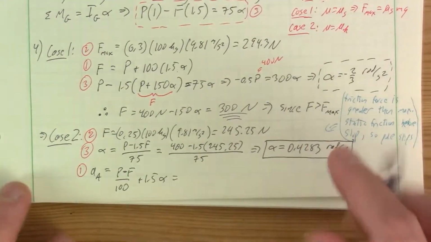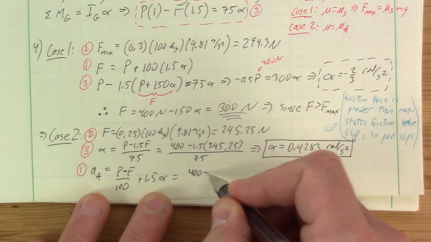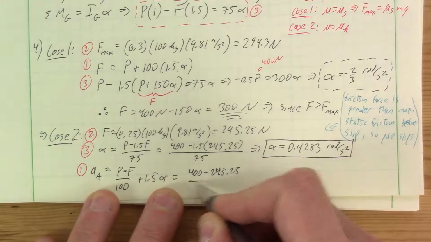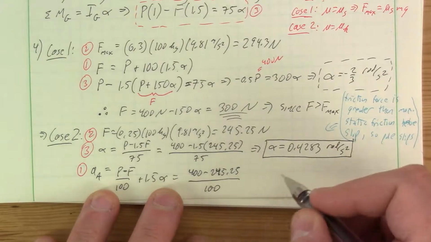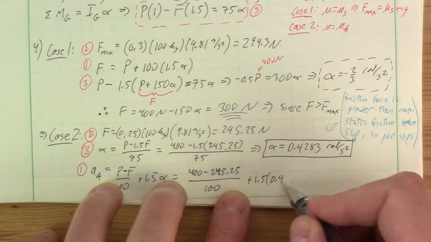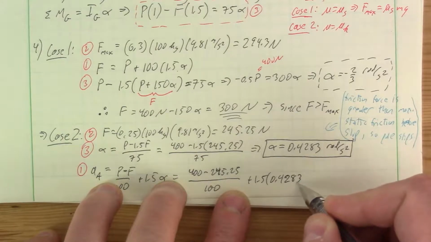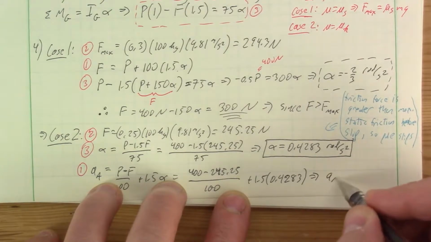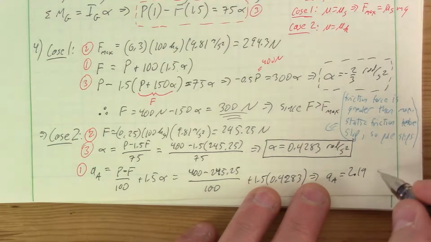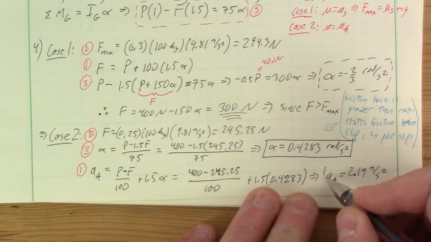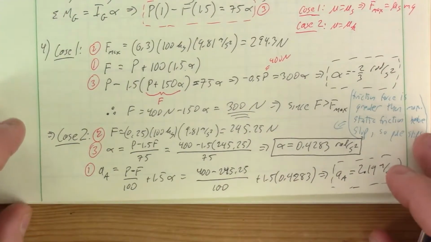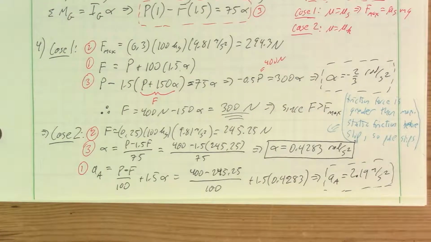Plug all that in, so this is going to be 400 minus 245.25, divide that by 100, add 1.5 multiplied by the alpha that we just found, 0.4283, and we get the acceleration of A is 2.19 meters per second squared. Okay. All right, that's it for this one. We got one more.